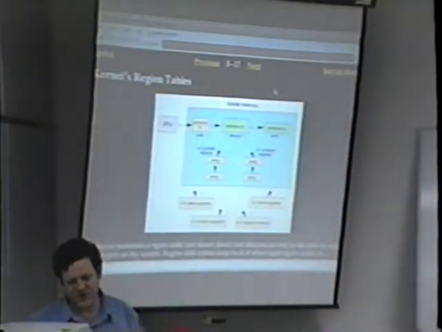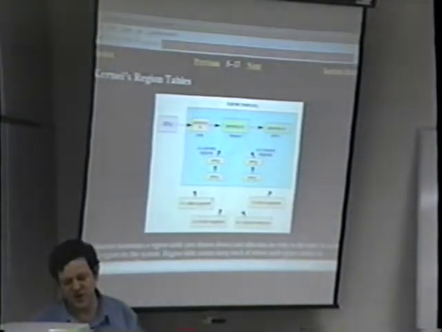And then the kernel's region tables. Every time I create a process, I've got a P region that may point to a data segment and a stack segment for each of the processes. So we've got private regions and we've got shared regions, both data, stack, or in this case, text and shared. Yeah, private and shared.